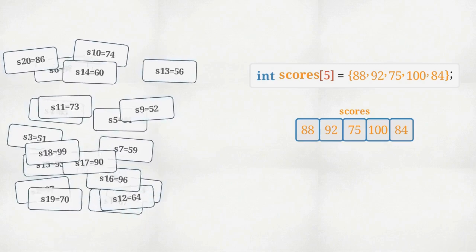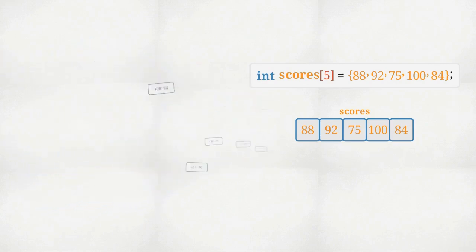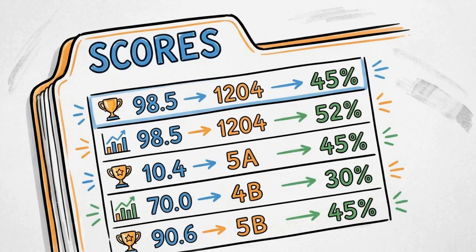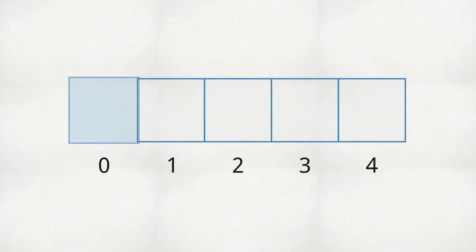By trading dozens of separate chaotic variables for one structured array, writing your code becomes much simpler. You only have to keep track of one name to manage the entire group of data. When you look at this diagram of our connected boxes, you'll notice something a bit unusual about how they are numbered. In programming, computers usually start counting at 0, not 1. So our very first test score is placed in box number 0.